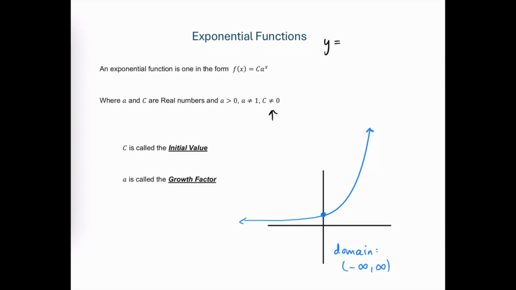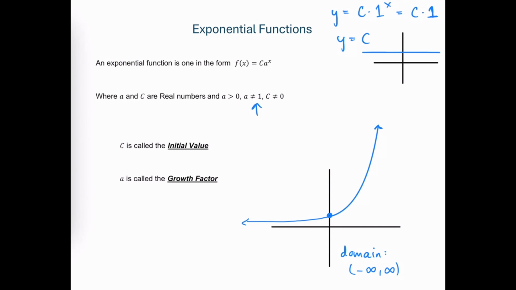If c were equal to 0, what we would end up with is y is equal to 0 times a to the x power, which would be 0. And y is equal to 0 is the equation of the x-axis. It is not an exponentially increasing or decreasing function. It's a constant function. If a were allowed to be 1, again, we would have some constant times 1 raised to the x power, which is just going to be some constant times 1, because 1 raised to any power is just 1. This would be y is equal to a constant, which again is a horizontal line, not an increasing or decreasing exponential function. So these two values have to be excluded.